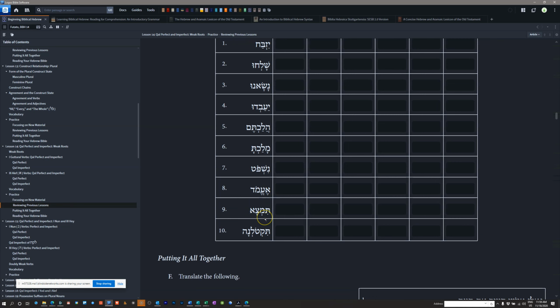All right, number 9, we've got timtsa. This is pretty much a strong verb, pretty regular, except for the fact that you've got the third aleph, which quiesces, which again, that's why you don't have a holum or a patach in your theme vowel. You end up with the long kamets. And then number 10, we've got tiktolna, okay? And tiktolna is obviously regular because it's katal, which is our paradigmatic verb.